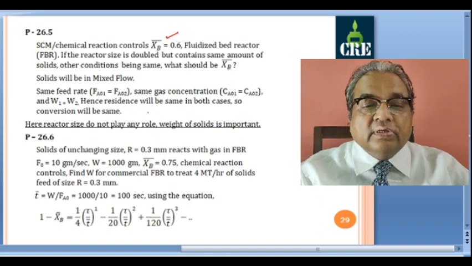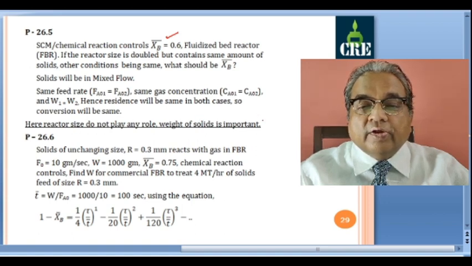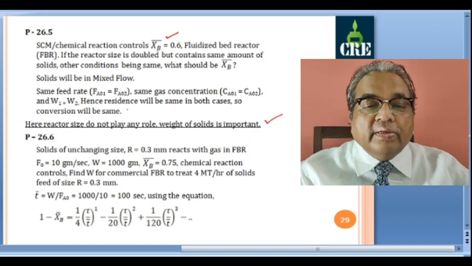So here, as we have seen earlier, residence time will be the same in both cases because W and F are the same. So here the reactor size does not play any role; the weight of solids is important. So the conversion will remain the same.